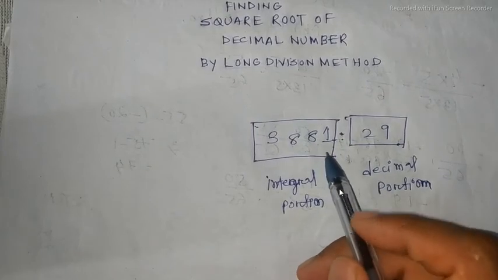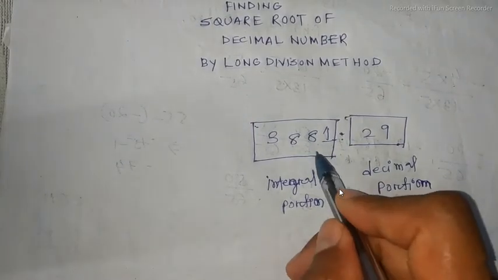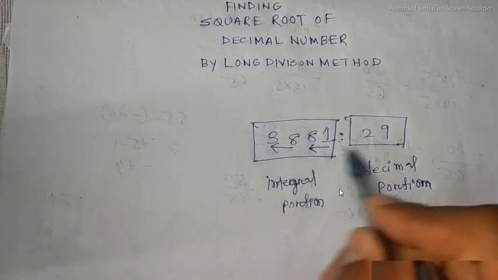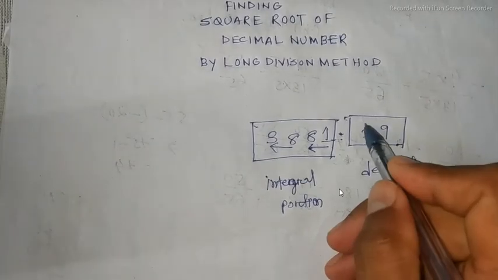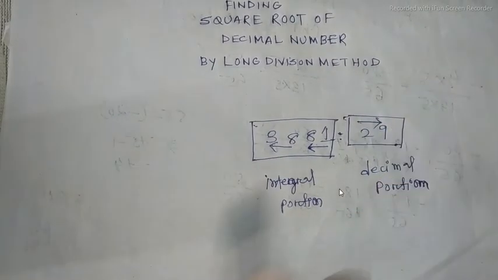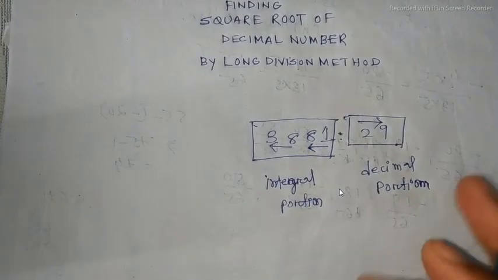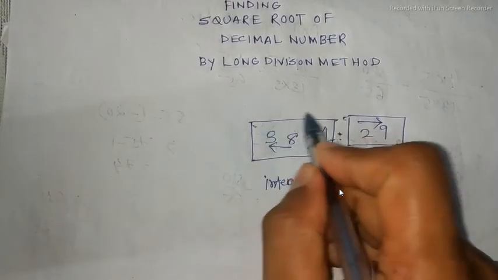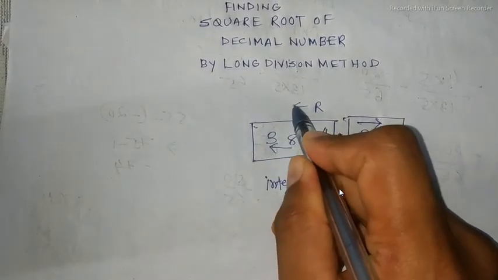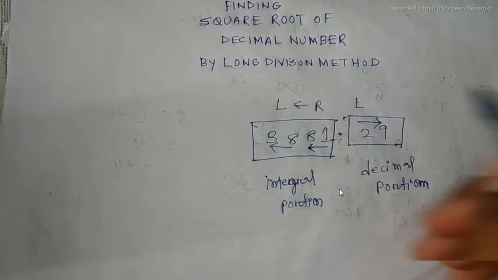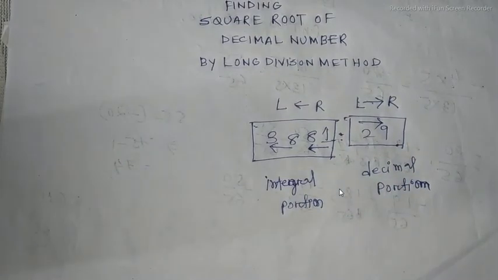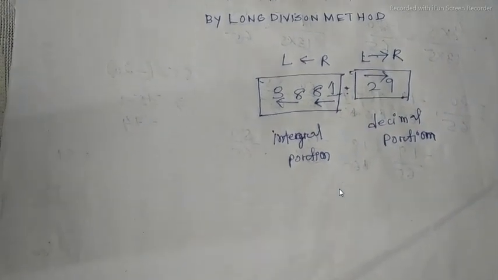So in case of the integral portion, the pairing begins from right to left in this direction, whereas in case of the decimal portion, the pairing begins from left to right. Here from right to left, and in case of the decimal portion, left to right. So we will understand this by taking suitable examples.